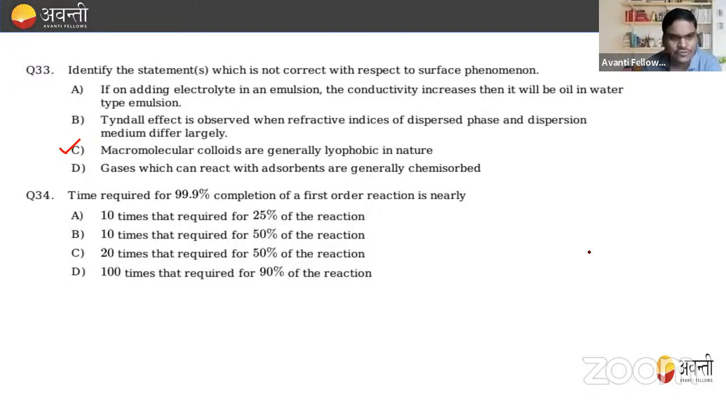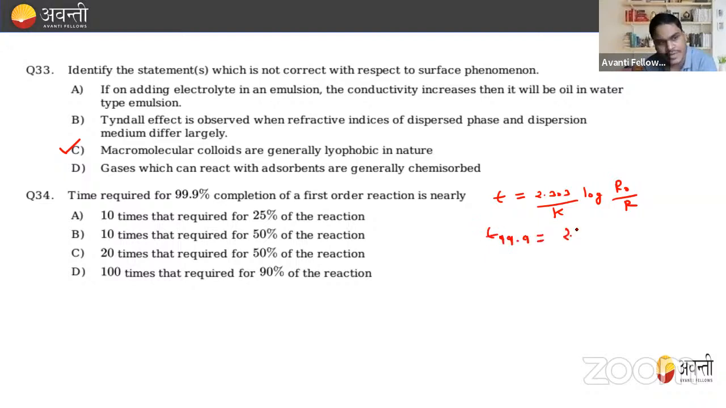Now move to the next question, and this is one of the good questions, I guess. What is the time required for 99% completion of a first order reaction, nearly equal to? For a first order reaction, we know the formula for time: t is equal to 2.303 upon k, log R naught by R. This is the integrated rate equation for the first order. Now in this question, we have to calculate t99.9.